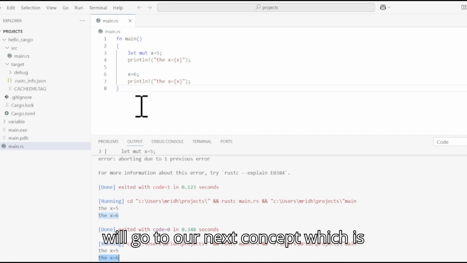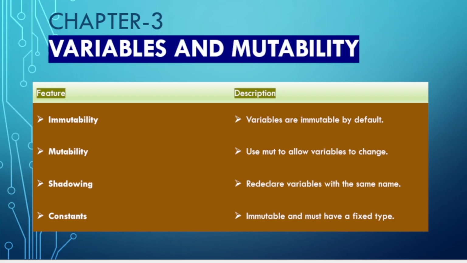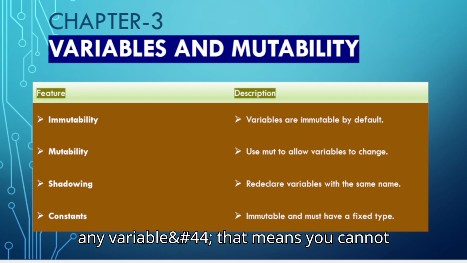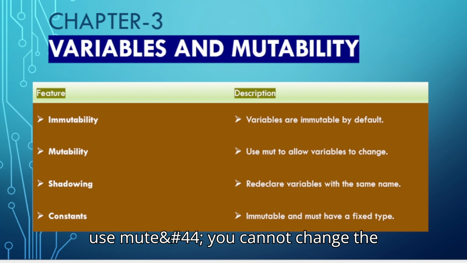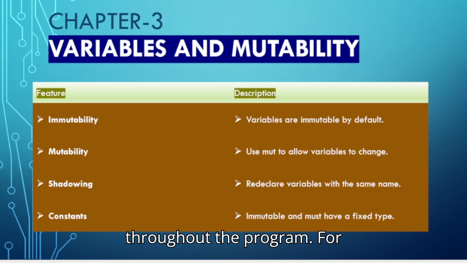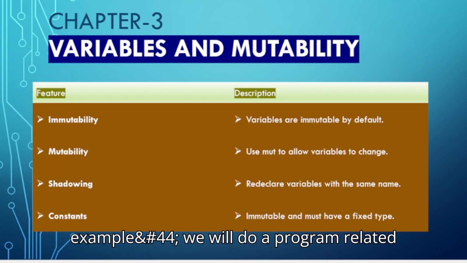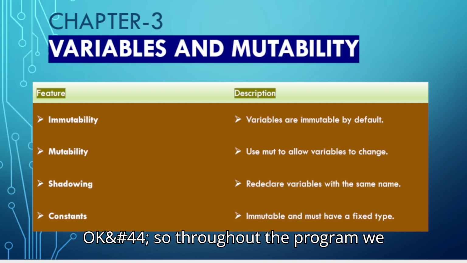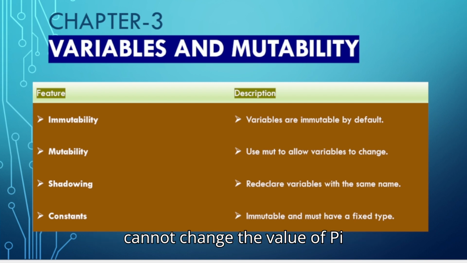Now we will go to our next concept, which is constant. What is the difference between immutable and constants? In Rust, variables are immutable by default, right? If we use the const keyword in front of any variable, that means you cannot use mut. You cannot change the value after that. Const remains the same throughout the program. For example, we will do a program related to pi. Pi's value is 3.14. So throughout the program, we cannot change the value of pi using mut.